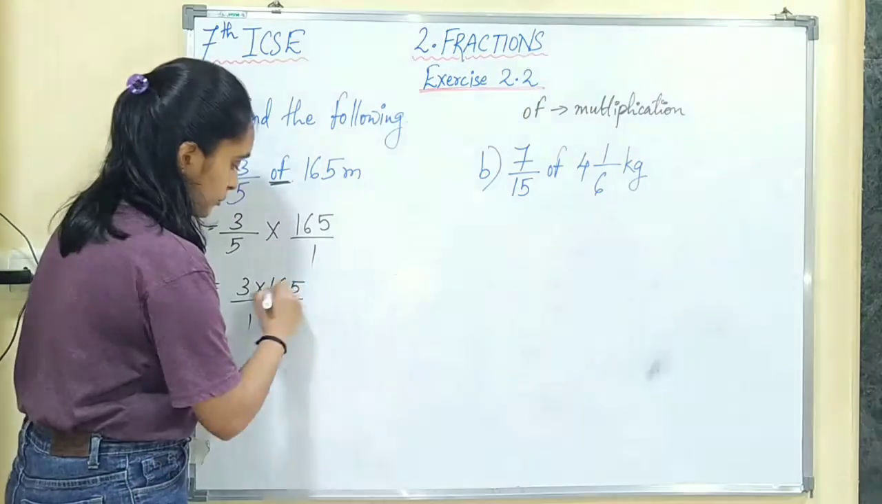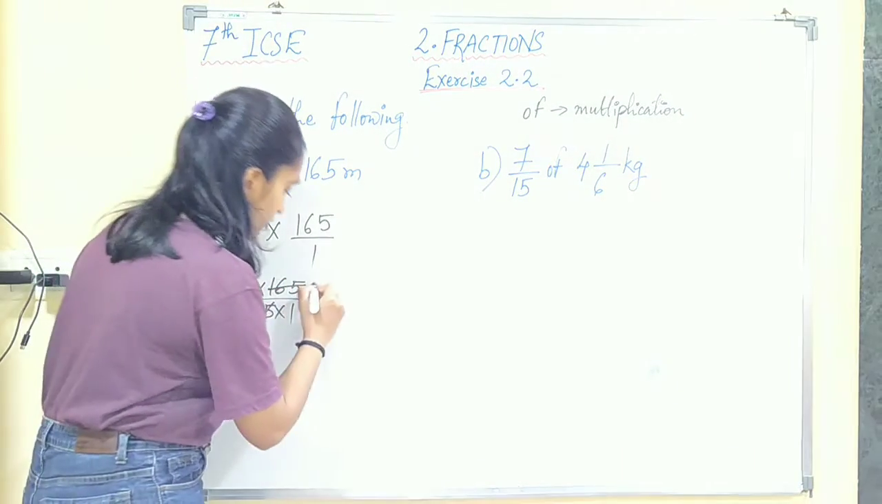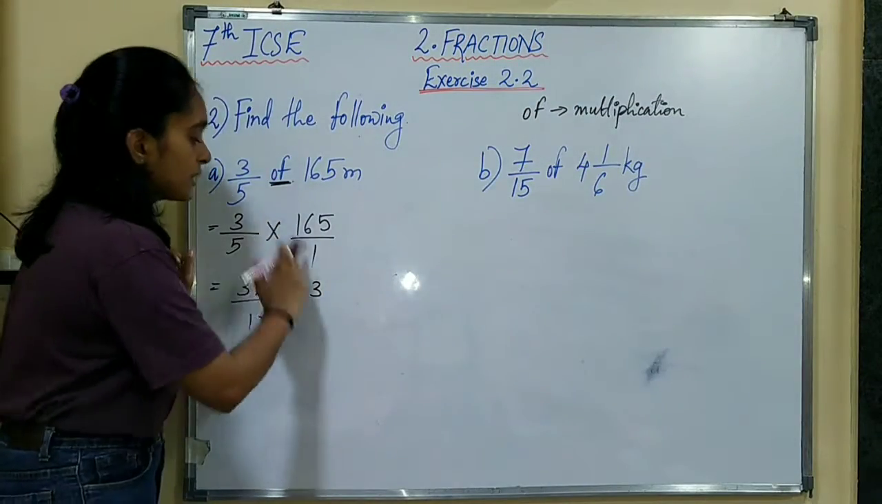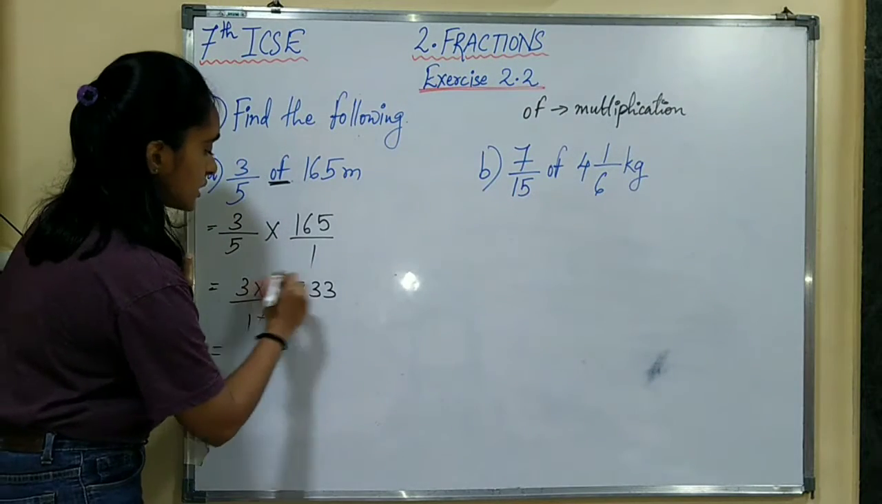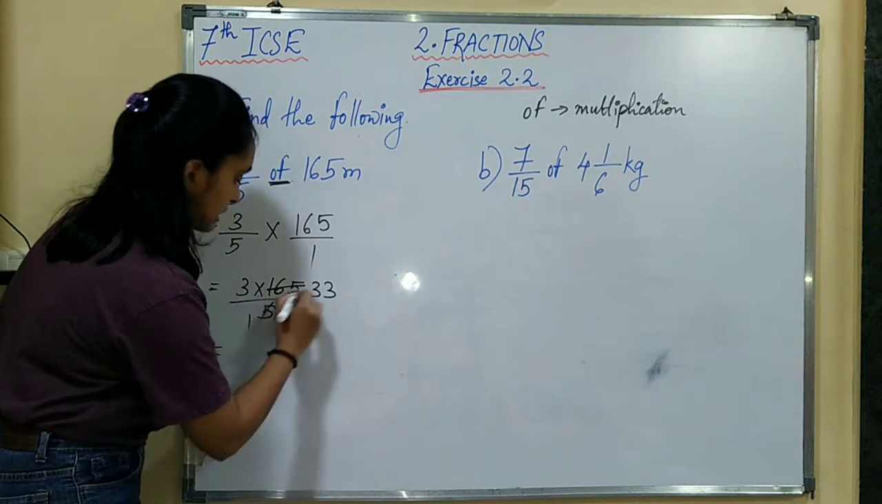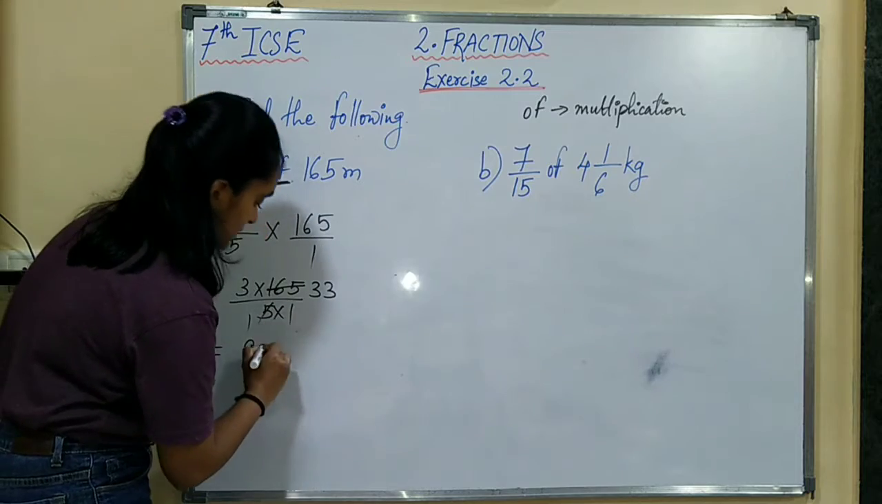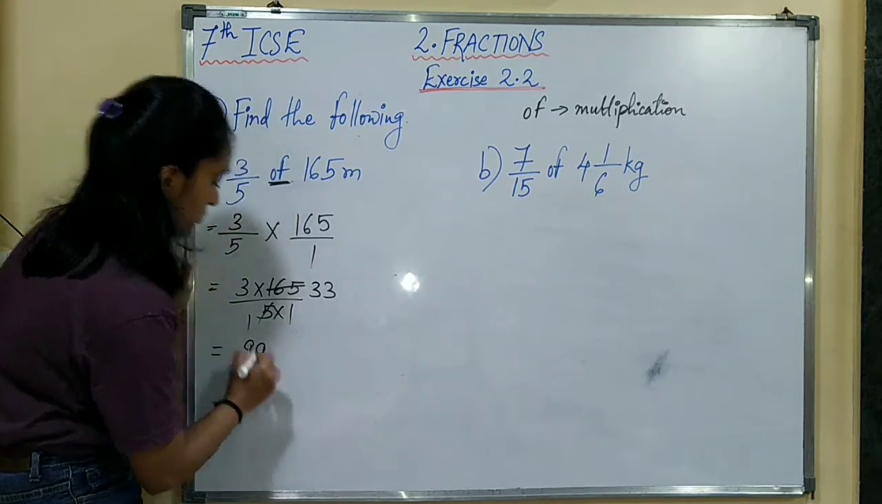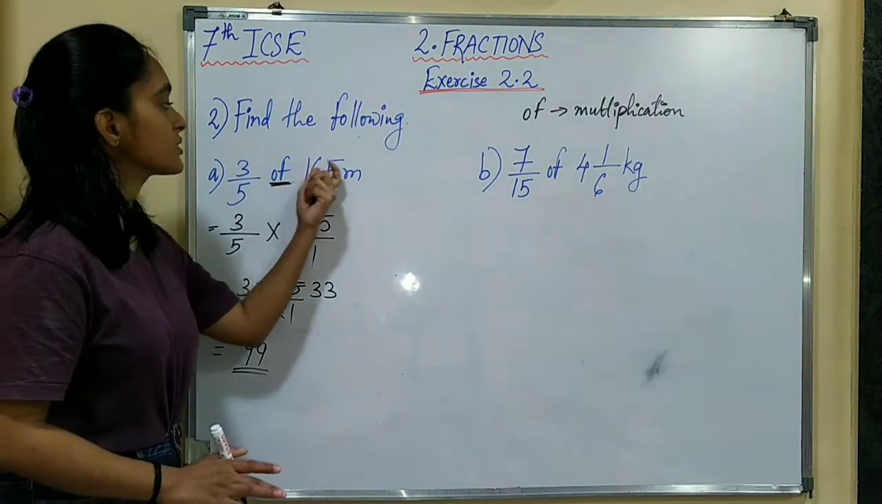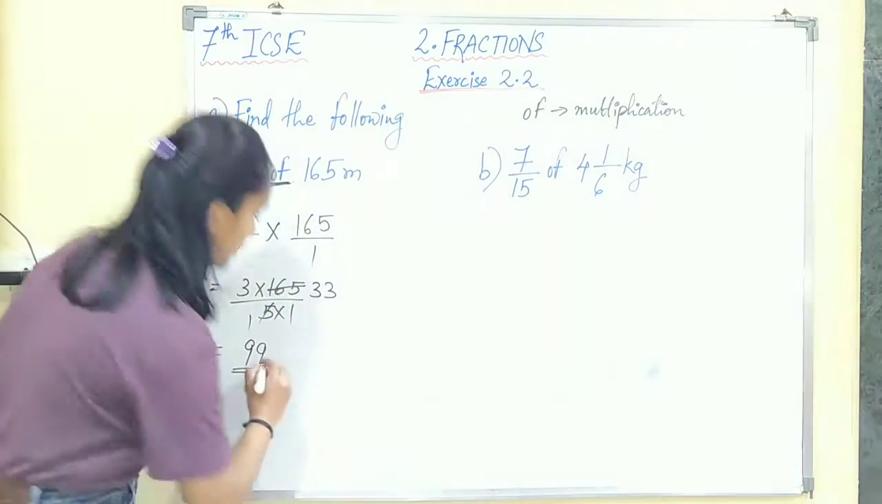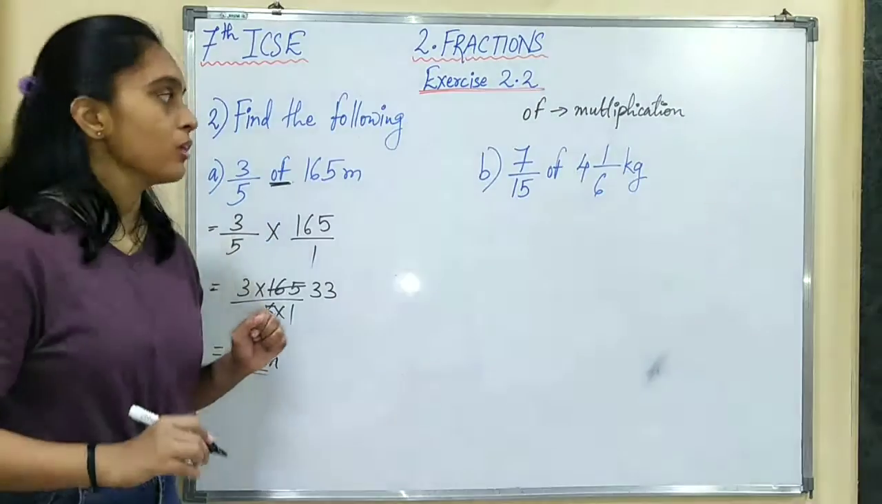5 ones are 5. And here 5 threes is 15 and then again 5 threes is 15. So you will get 3 multiplied by 33. So 3 threes is 9 and 3 threes is again 9. Okay. So you can conclude that 3/5 of 165 meters is 99 meters.